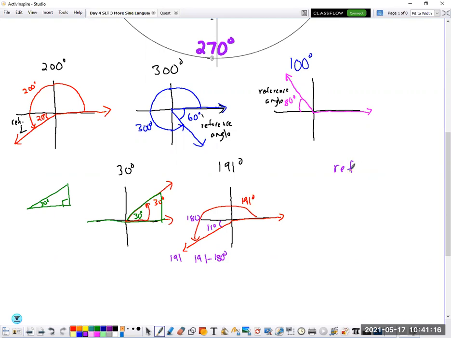Let's make a little cheat sheet. Ready? Reference angle. All right, we're going to draw an XY axis. If we are in quadrant 1, and I think some people are getting a little messed up here, if you are in quadrant 1, the angle is the reference angle. If you have an angle less than 90 degrees, you don't need to worry about it. You're good. That angle is your reference angle.